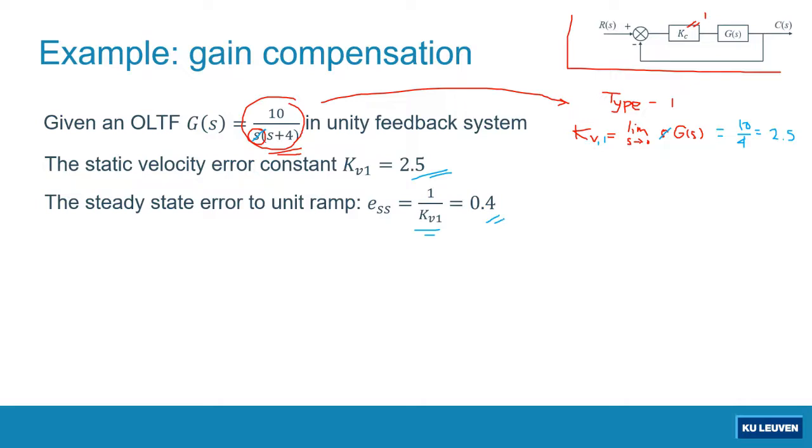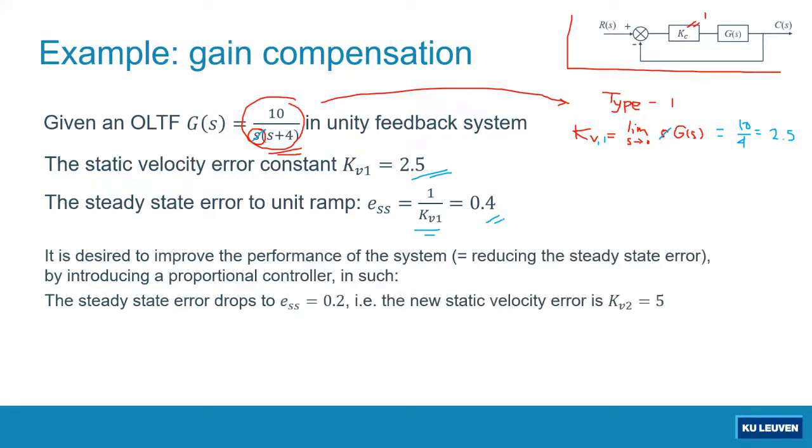But apparently I don't really like the behavior of this system. A steady state error of 0.4 to me is too high. And then I want to design a controller such that the steady state performance will be improved. Improved by reducing the steady state error from 0.4 to 0.2. So that is my requirement, the requirement that I set before I design my controller. I want to have the system perform better in the steady state condition. The steady state error should drop by half of it.